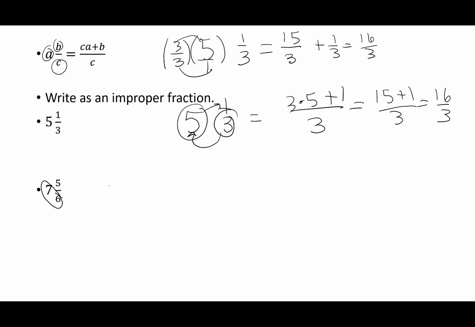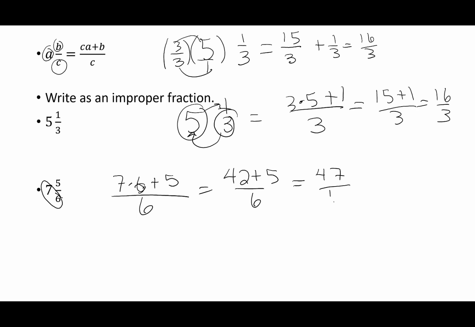I have 7 times 6, and then I add 5, and I keep over 6. So 7 times 6 is 42. I add 5 over 6. 42 plus 5 is 47, and this is over 6.